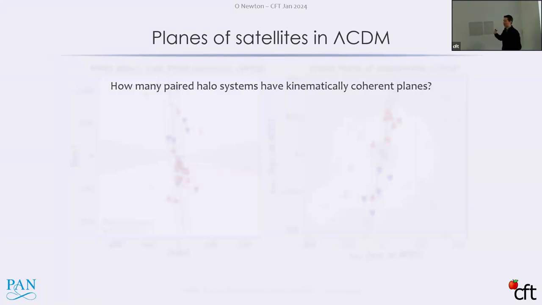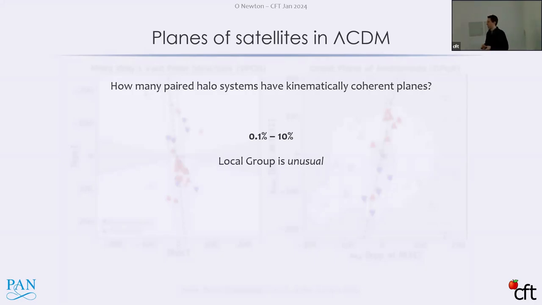So the question is how often do halo systems like the Milky Way and M31, our Local Group, have kinematically coherent planes with at least as many members as we see in the real data, preferably at least as thin as well. And the answer is somewhere in the region of 0.1 to 10%. It's quite a large spread. It arises from different methodologies in how you characterize these things, and it's still hotly debated exactly what this number is. But regardless of what the number ultimately turns out to be, you can conclude from this that the Local Group environment is somewhat unusual.